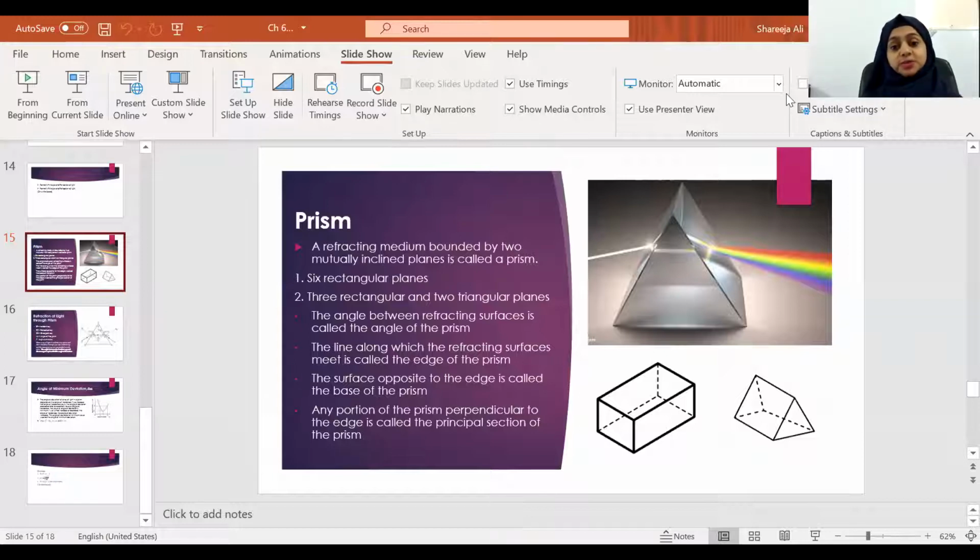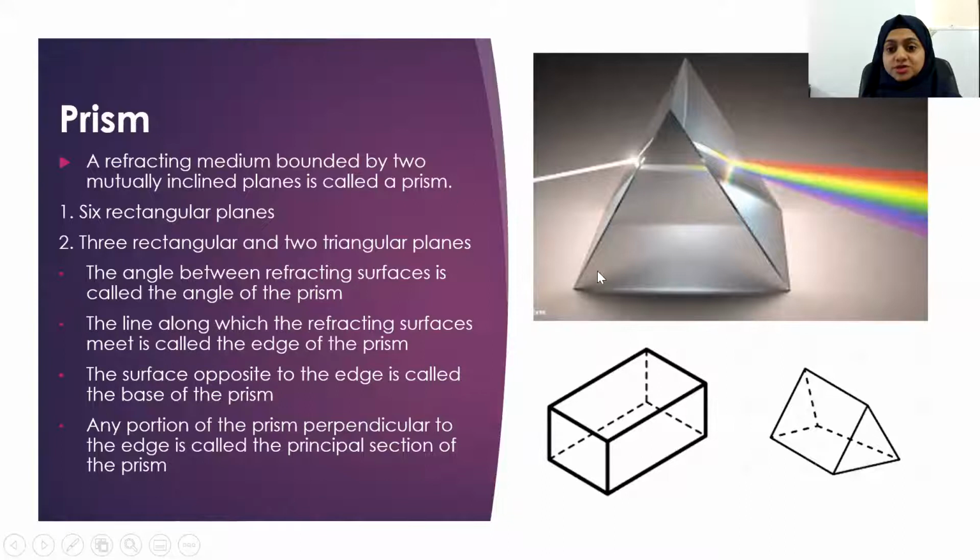So, what is a prism? A refracting medium bounded by two mutually inclined planes is called a prism. So here you can see the picture of a prism and light is passing through that. When it is white light, it gets separated into different colors, its component colors, when it passes through the prism. So here it is a refracting medium bounded by two mutually inclined planes.